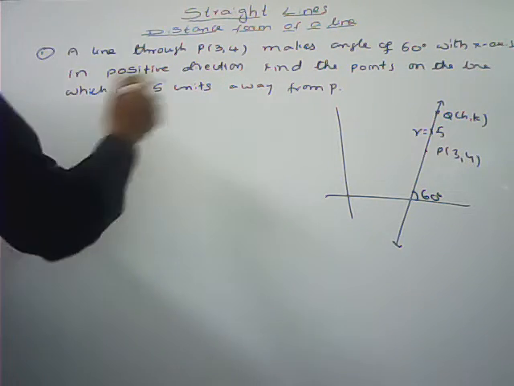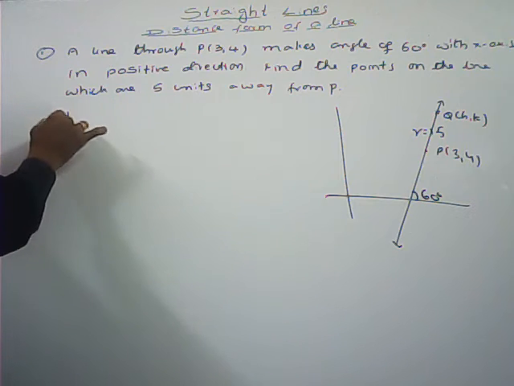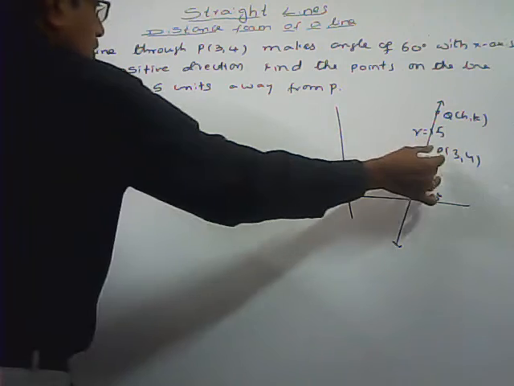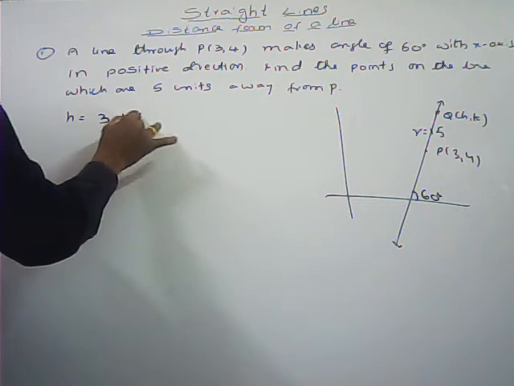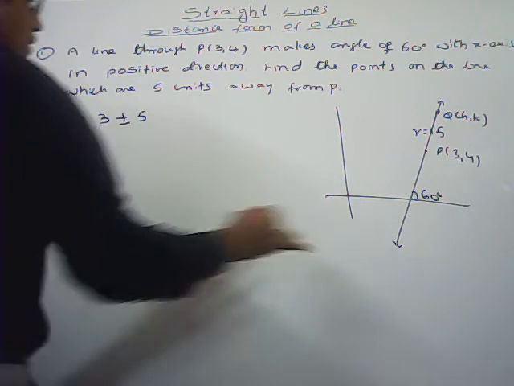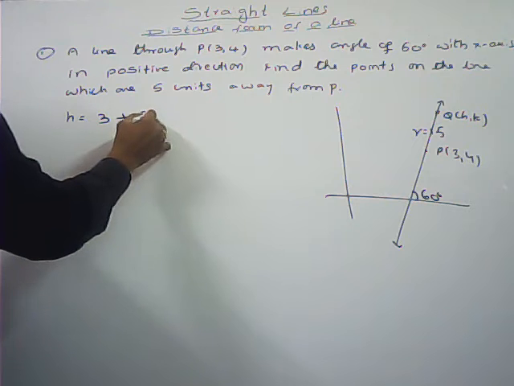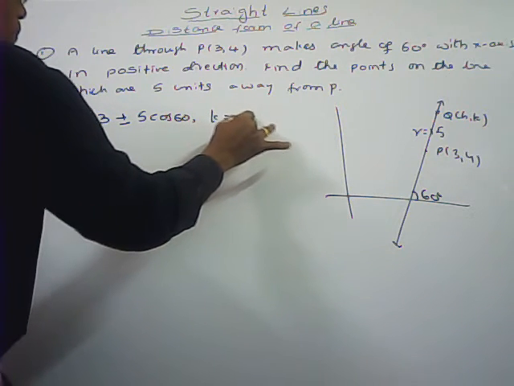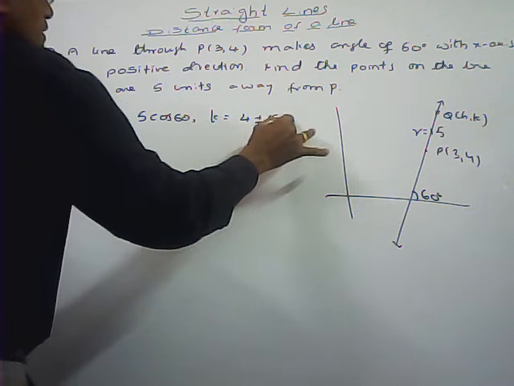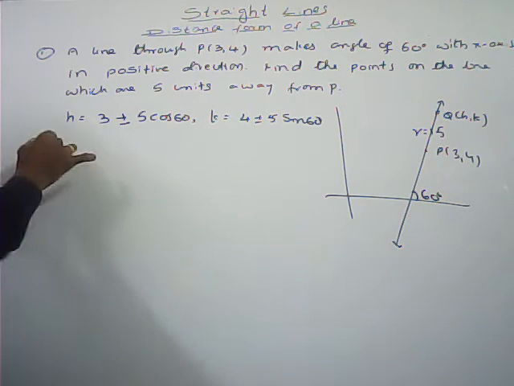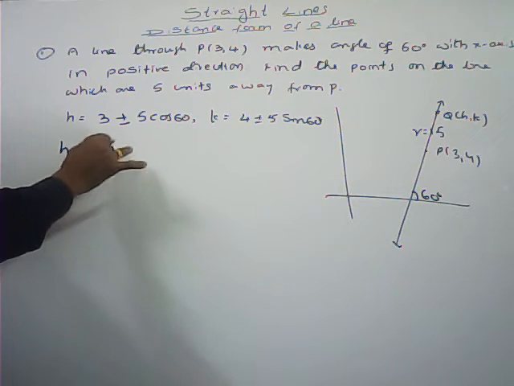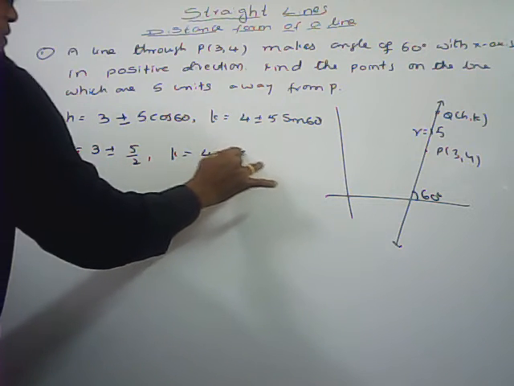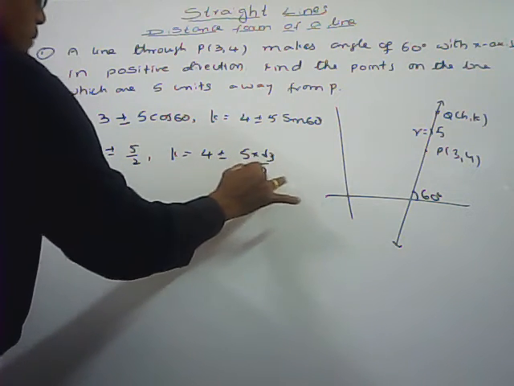So then what about the coordinates? h is equal to x1, that is 3. h is equal to x1 plus or minus r, distance 5 only, cos theta, here 60 degrees is given, cos 60 degrees. And k is equal to y1 plus or minus r sin 60 degrees. So h is equal to 3 plus or minus 5 by 2 and k is equal to 4 plus or minus 5 into root 3 by 2.